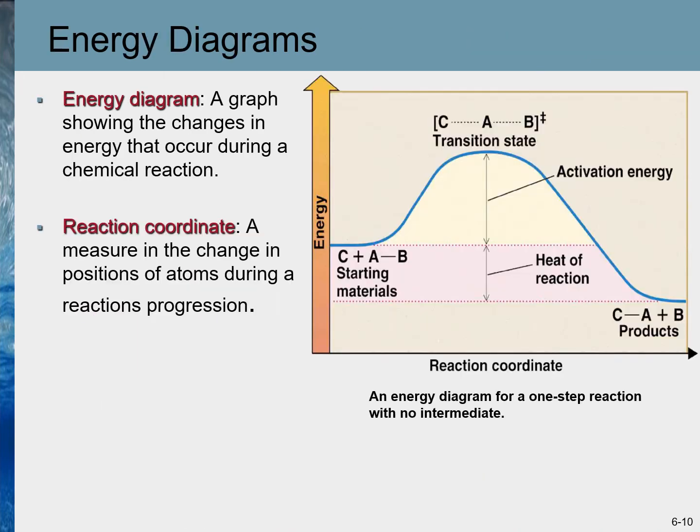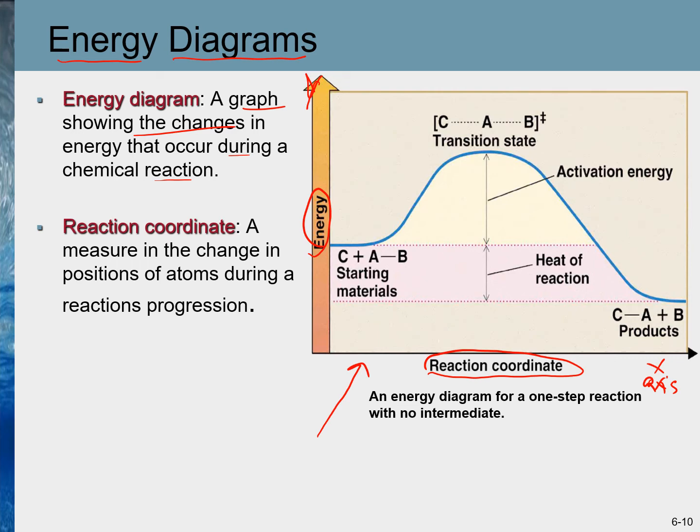The change in energy of a reaction can be best represented with the help of energy diagrams. Now, energy diagrams are a graph in which a curve represents the change in energy of the system as the reaction proceeds. An example of an energy diagram is shown here. In these diagrams, the progress of the reaction, which is known as reaction coordinate, is plotted along the x-axis, and energy is plotted along the y-axis.